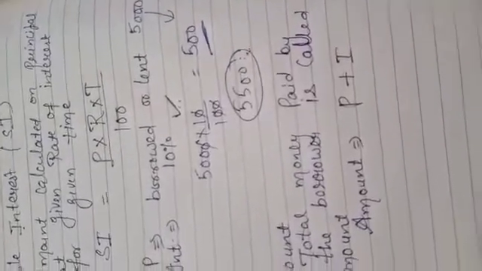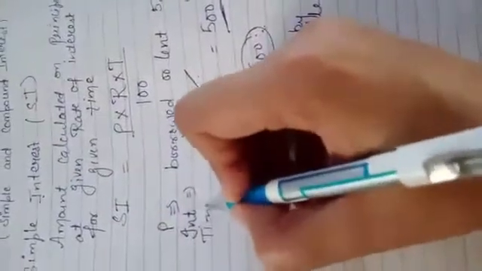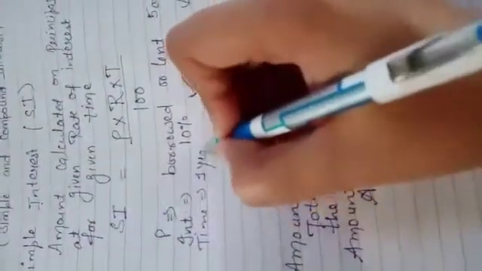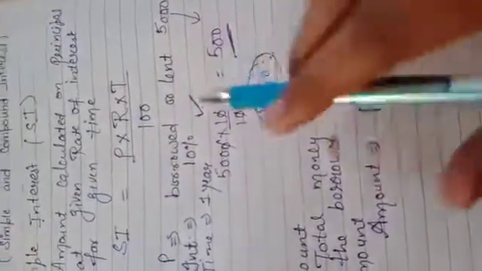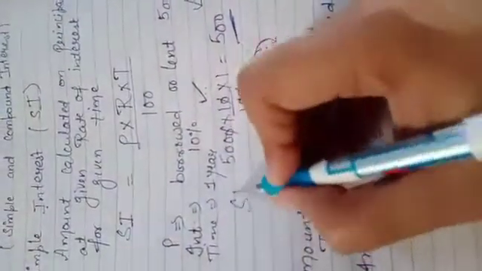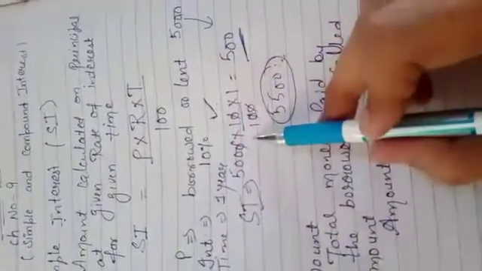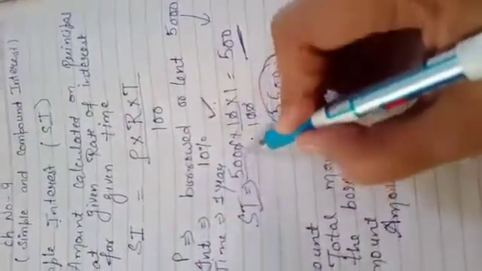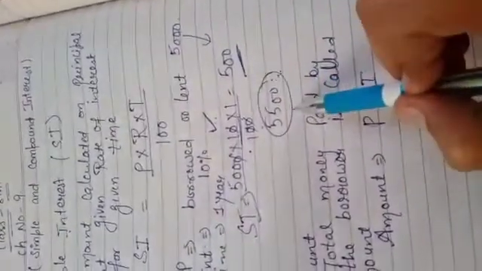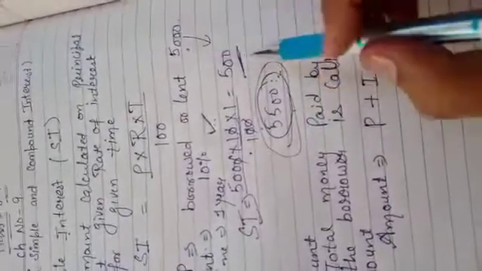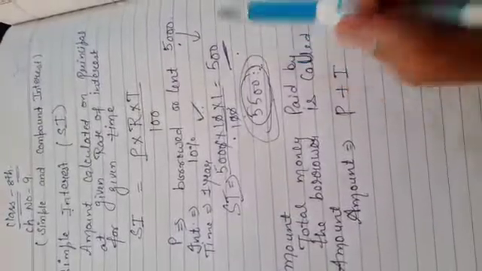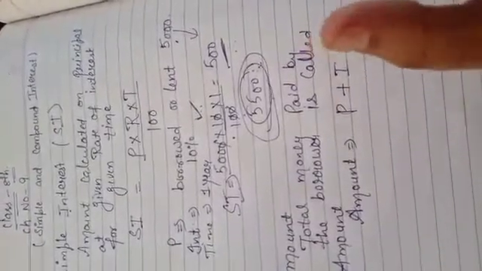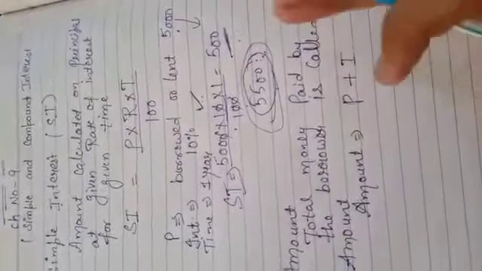This is same as an example. Principal is given 5,000, time is given for the 1 year, and rate of interest is 10%. So what is simple interest? That is principal multiply rate multiply time divide with the 100. This is 500. So 5,500 is principal plus interest, that the amount which is paid by the borrower to the money lender is called the amount.